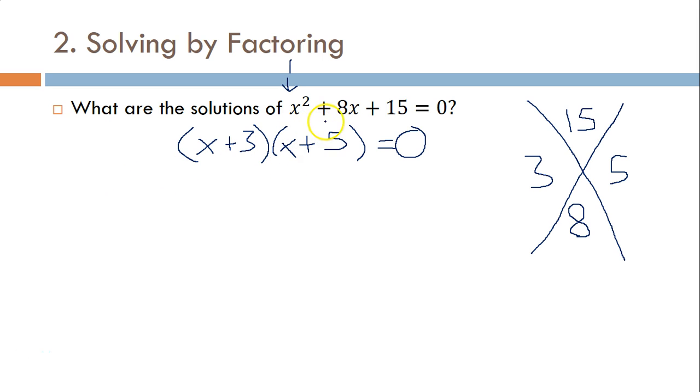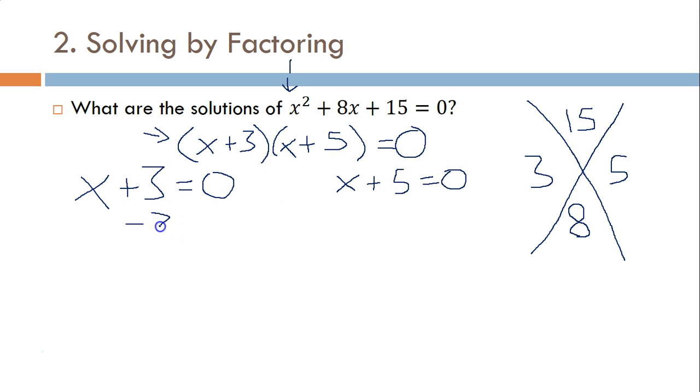So basically what I did is I just added an extra step. You've already done this. You know how to do this. We just did it. So we set them both equal to 0 and then solve. So x plus 3 equals 0 and x plus 5 equals 0. So we're going to solve both of those.